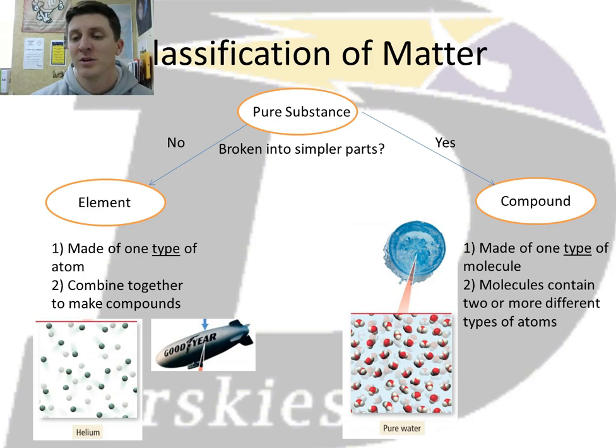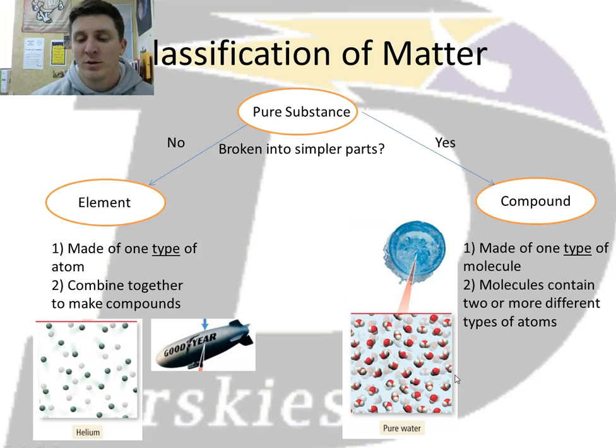It's a compound. So basically, a compound is a type of matter that is made of one type of molecule. And molecules are going to contain two or more different types of atoms or elements. So if we look at examples of element versus compound here, an example of an element would be helium that would be found in things like the Goodyear blimp.